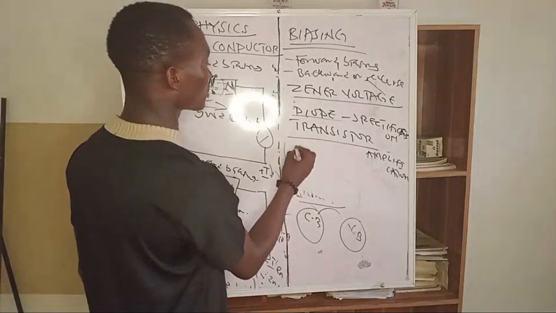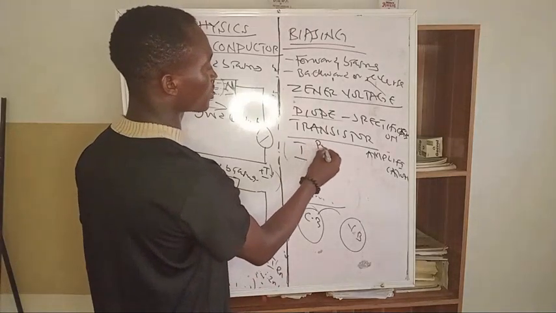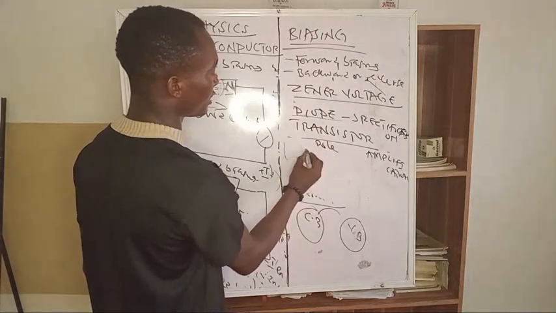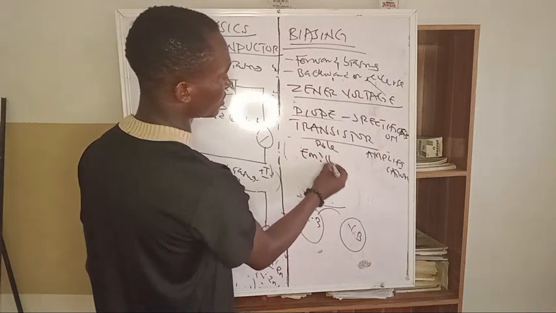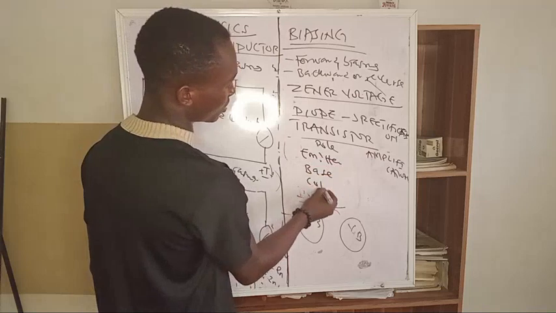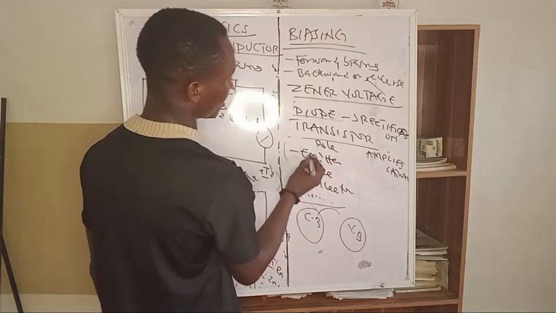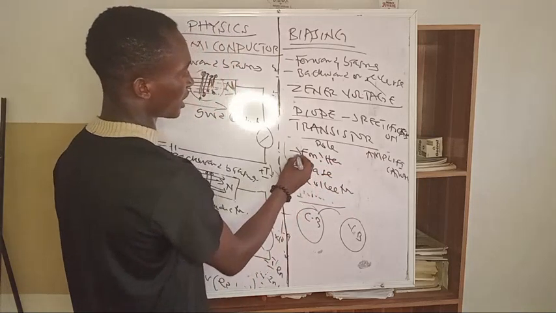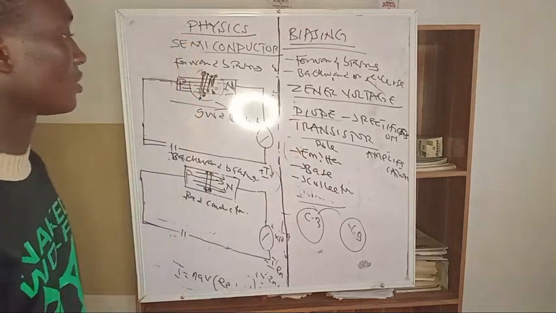Your transistor has 3 poles. The first pole is called the emitter, the second pole is called the base, and the third pole is called the collector. So take note of this: emitter, base, and collector. Okay, so that is that.